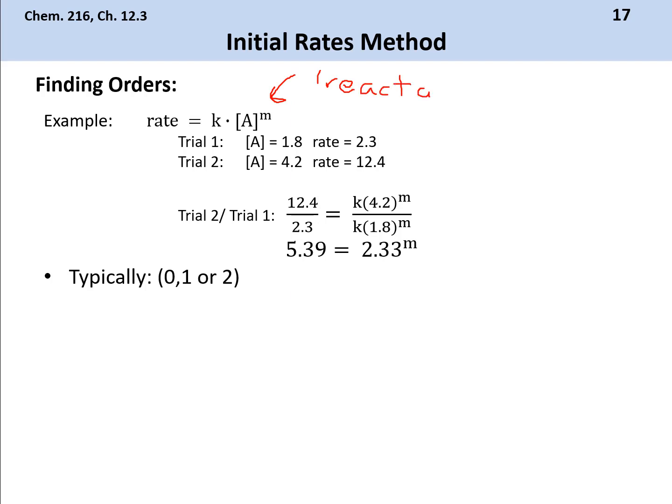All right, so we do 2 trials. In the first, we have a concentration of A of 1.8, the second 4.2, and we get 2 different rates, 2.3 and 12.4. So if I do trial 2 over trial 1, what I'm going to get is 12.4 over 2.3, that's 5.39, equals k times 4.2 to the m over k times 1.8 to the m. The k's cancel out, so this gives me 2.33 to the m. Like I said, typically this is either 0, 1, or 2.